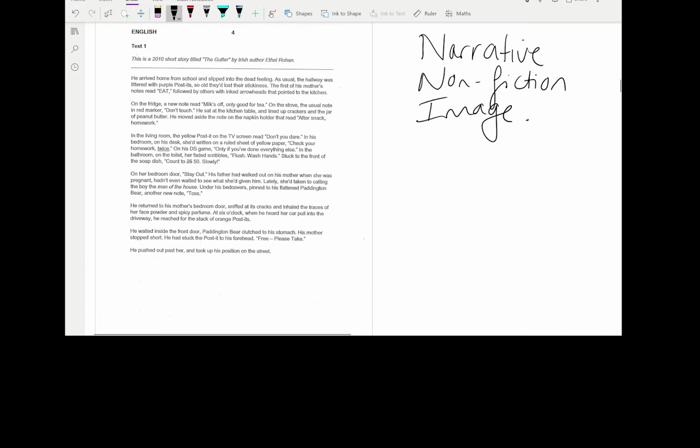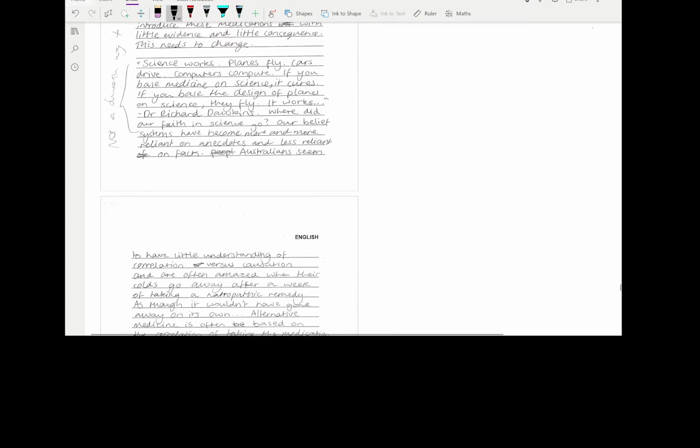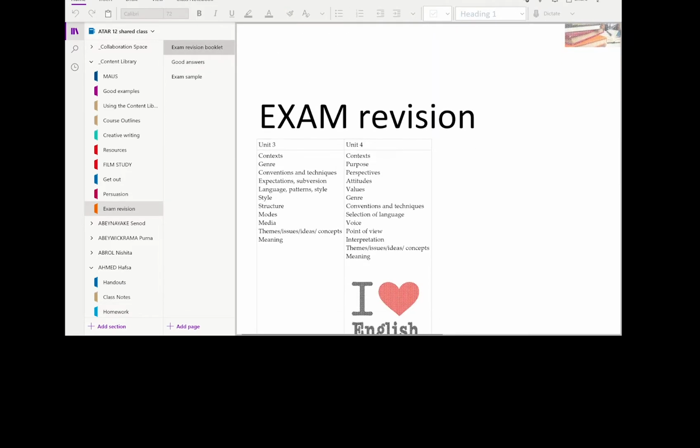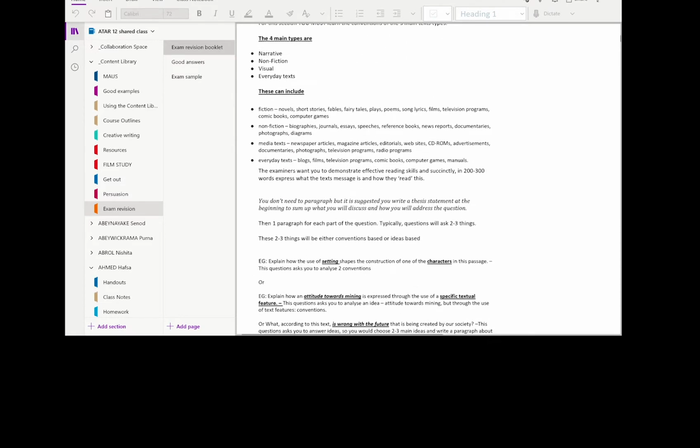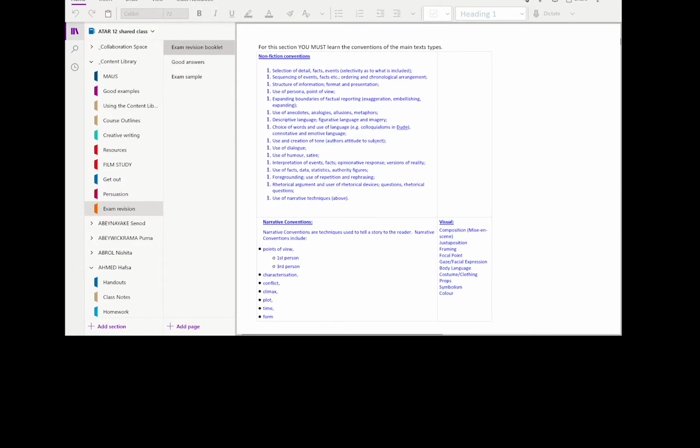So you have to research all the text types. You have to know the techniques. And I'm going over to the exam revision booklet, and those techniques are listed here in the table on the 2nd page. You need to learn these.